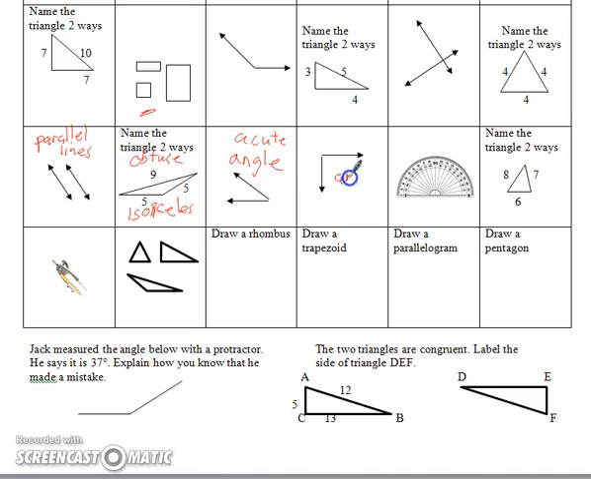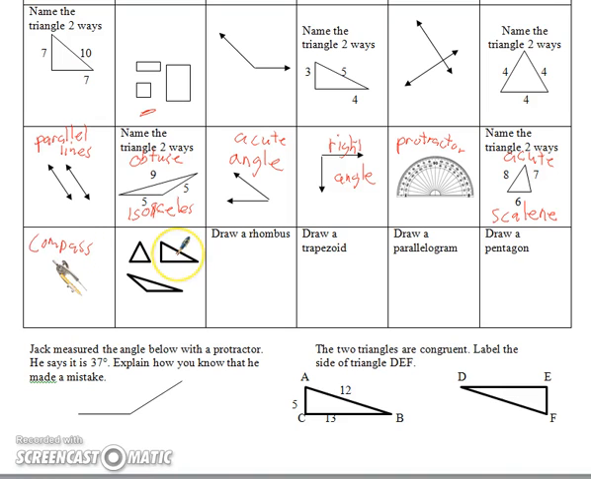We got another angle. This one makes a 90 degrees, so it's a right angle. Tool used for measuring angles, protractor. Name the triangle 2 ways. There are no right or obtuse, so this is acute. And there are no sides the same, because every time the pig gets on the scale, he weighs something different, so we got acute scalene. Tool for making the circles is a compass.